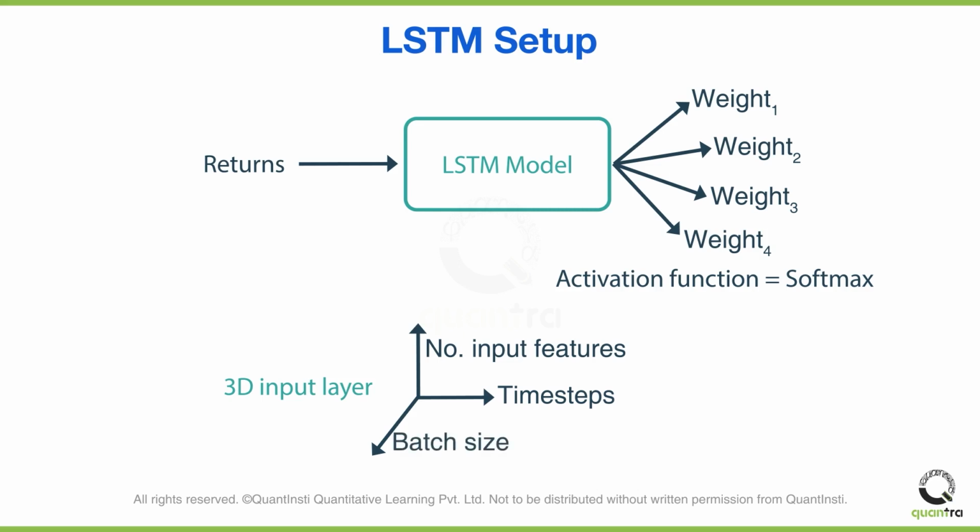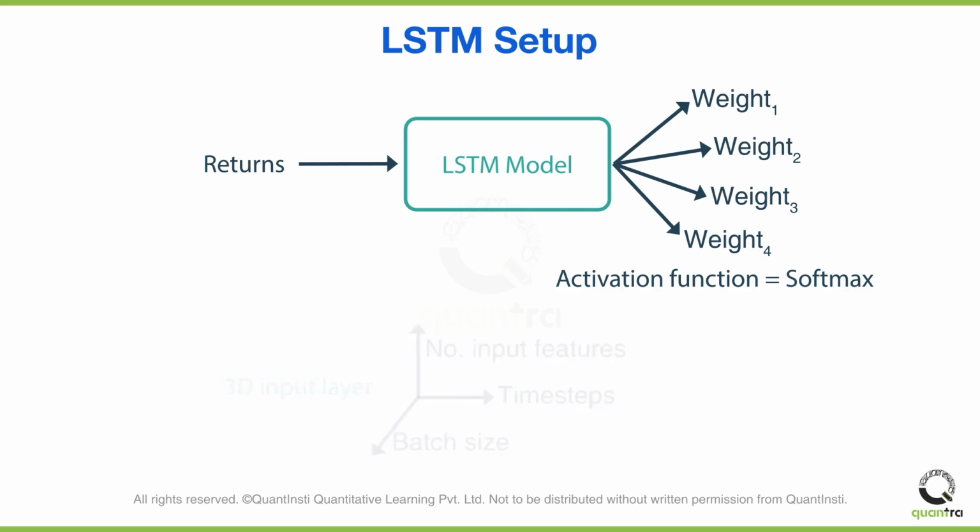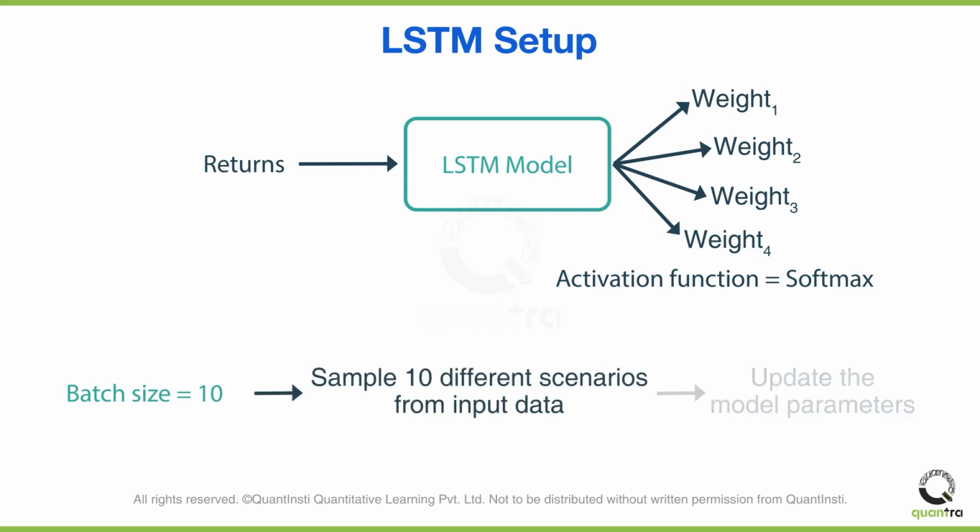The batch size represents the number of different portfolios or scenarios you want to analyze simultaneously. If you set the batch size to 10, it means that during each training iteration, the model will analyze and update its weights based on the performance of 10 different portfolios or scenarios at the same time.